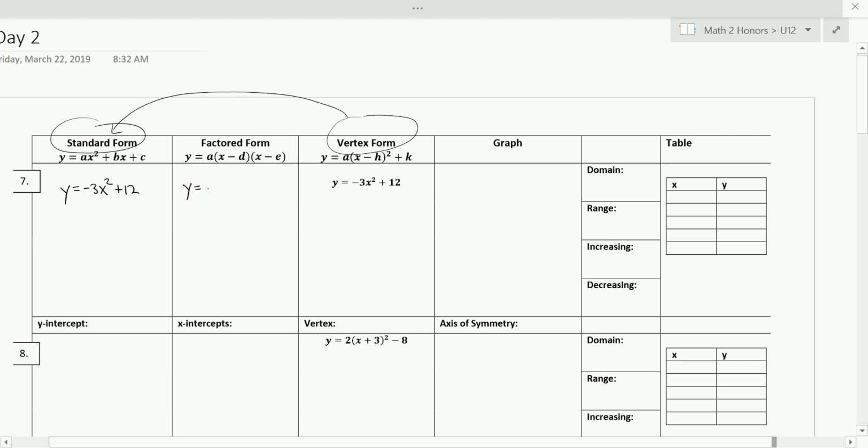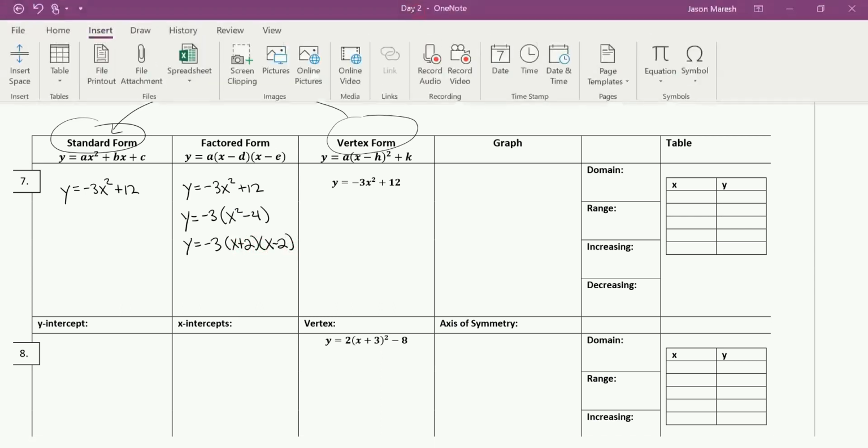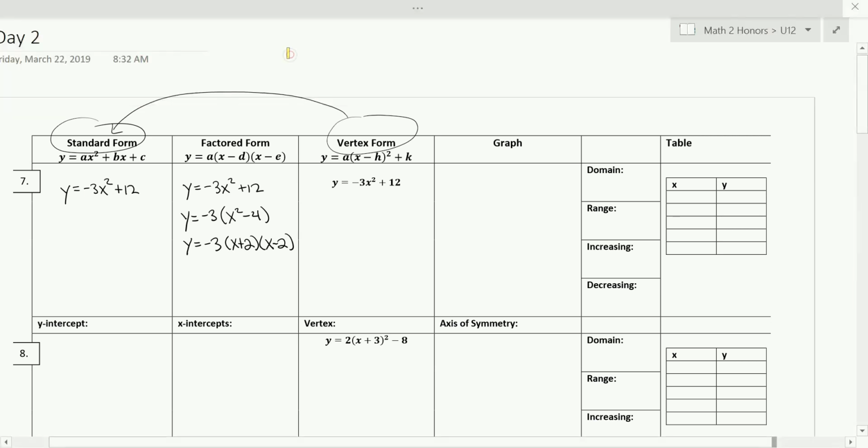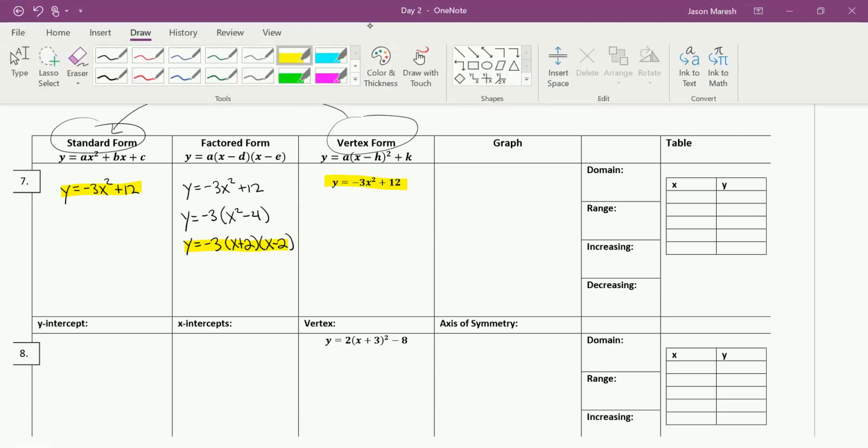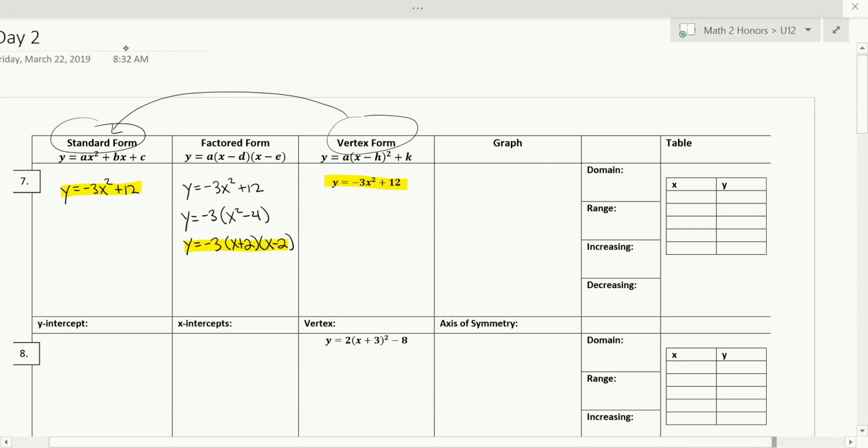If we were going to factor that, what would be your first step? Factor out the negative 3. And if you factor out the negative 3, what's left? x squared minus 4. And that's a difference of two squares. We could factor that to x plus 2 times x minus 2. And now we have our 3 forms already. We got standard, factored, and vertex form. All right, we're well on our way. What else could we find?